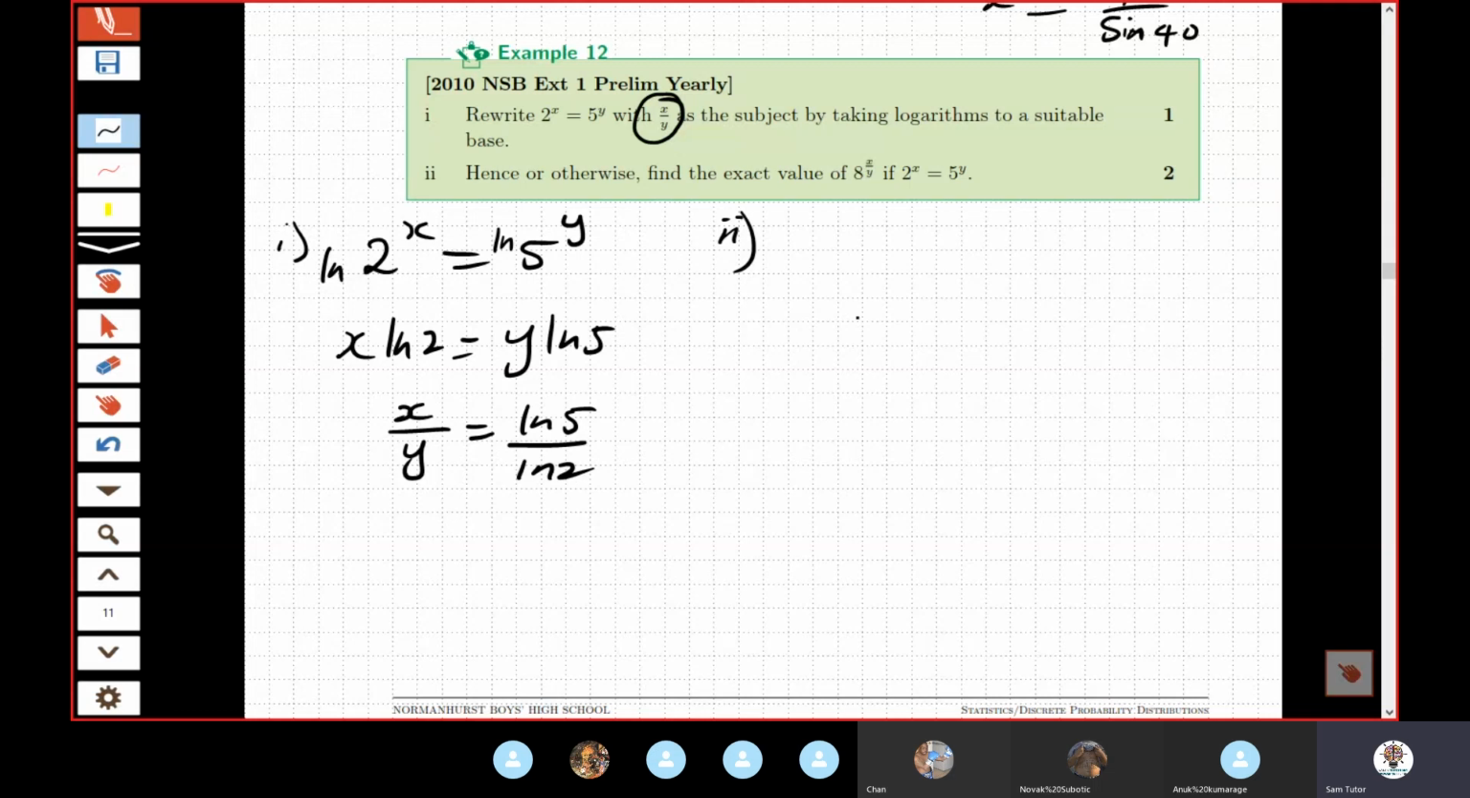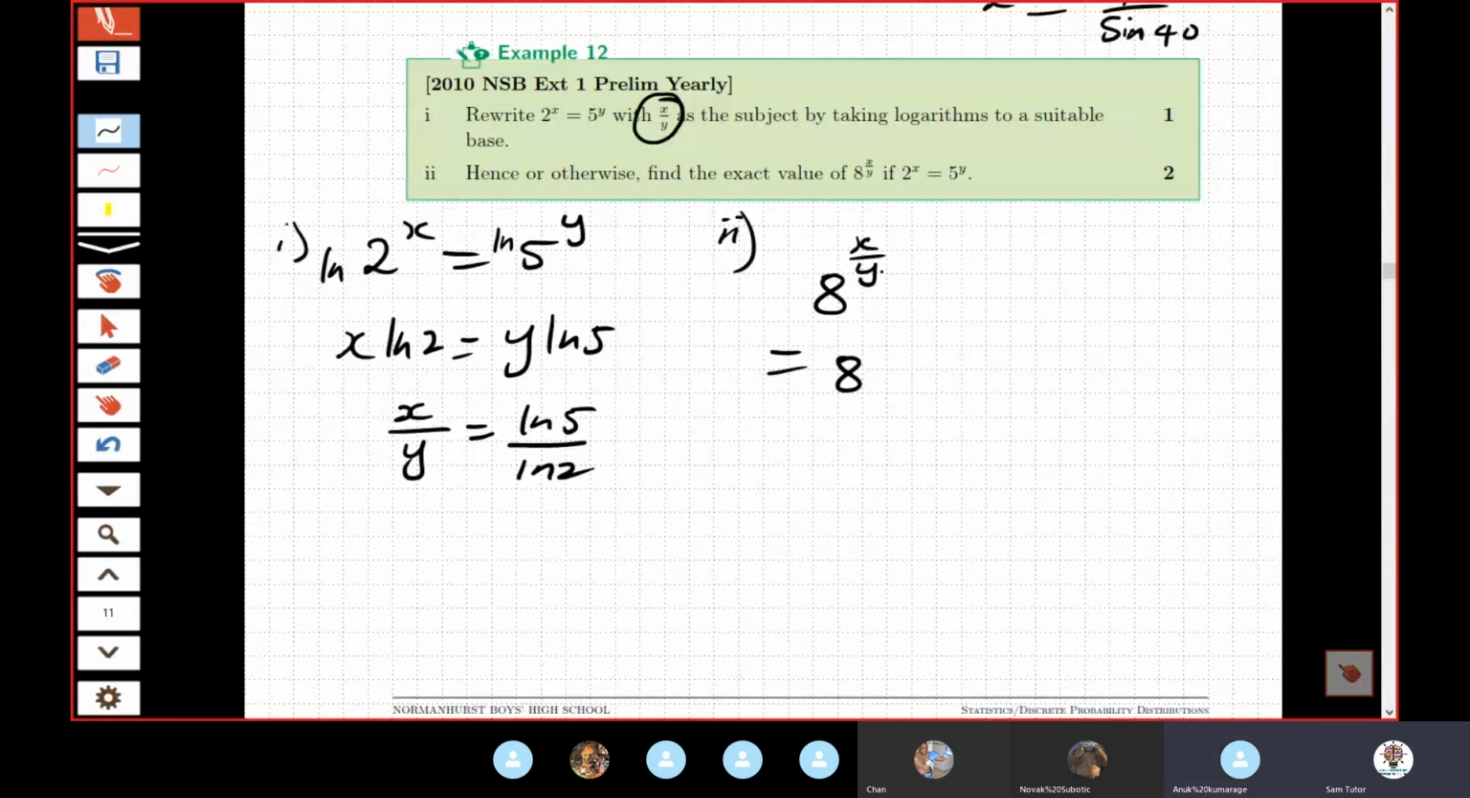No. All right. Hence or otherwise, well, you got yourself 1 mark, well done. Hence or otherwise, find the exact value of 8 to the x on y if 2x equals 5 to the y. What would you do now, Enoch? 8 to the x on y equals 8. It's a square root, right? Oh, no, you don't need to even worry about it like that. You're way too hard. Forget that.